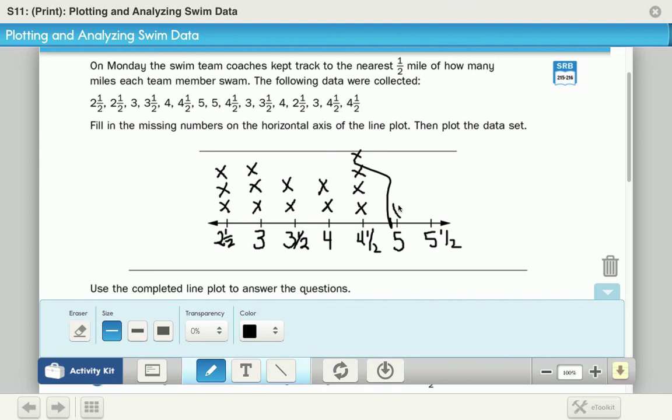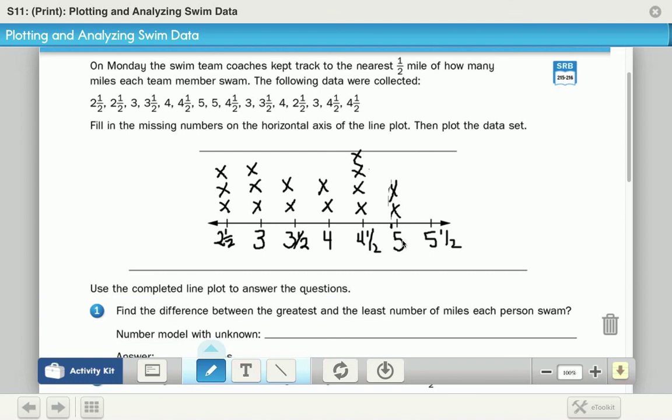I guess I could have used an eraser there to get rid of that. Let me get rid of it with an eraser, if I can, carefully. Okay, and then 5.5s, we have none.